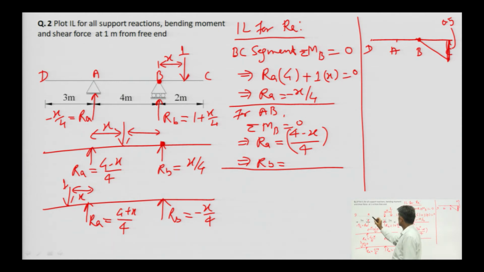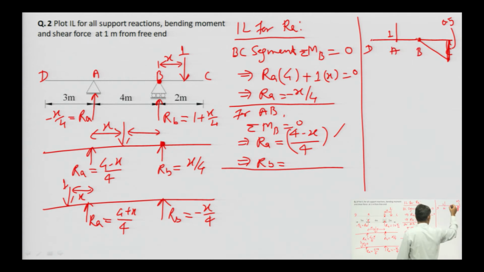Let us plot for segment AB. For segment AB, this is the equation for RA. When the unit load is at point A, the value of x is 0, so 4 minus 0 divided by 4 means 1. At point A, we are getting unit value 1. When the unit load is at point B, the value of x is 4, so 4 minus 4 is 0. So we are getting 0 again.